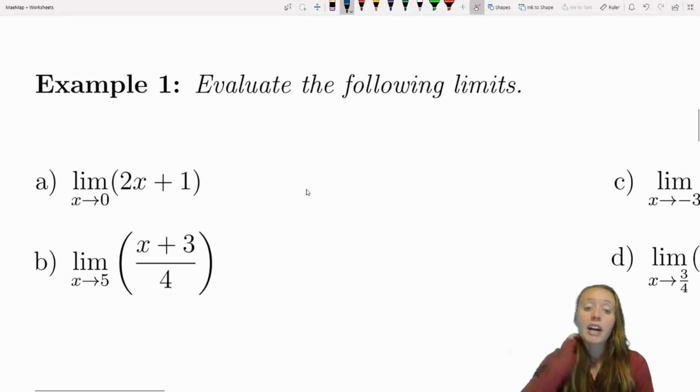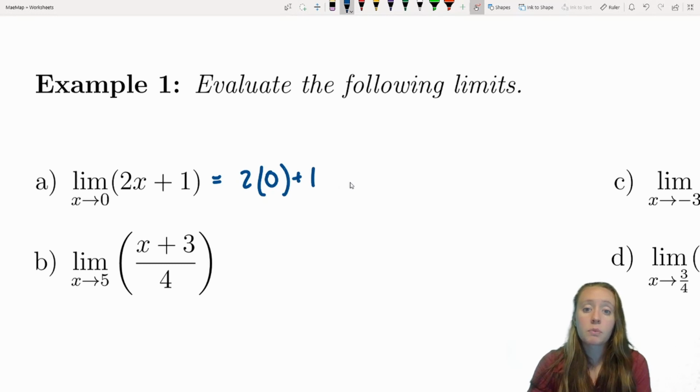So if we're going to evaluate the limit of 2x plus 1 as x approaches 0, this is indeed linear in the form of mx plus b. And if we're taking the limit as x approaches 0 of that function, we're going to plug 0 right on in. So we'll do 2 times 0 plus 1. 2 times 0 is 0, plus 1. Our solution in a is 1.